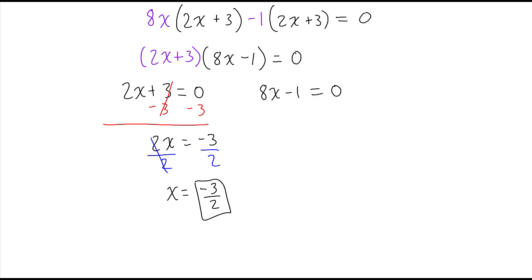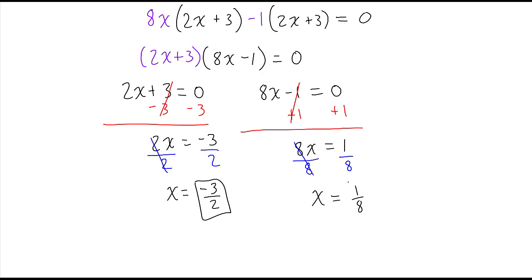For 8x minus 1, I will add 1 to both sides. That will give me 8x equals 1. Let's eliminate the 8 by dividing both sides by 8. x is equal to 1/8. Okay, there we go. Negative 3 over 2 and 1/8.